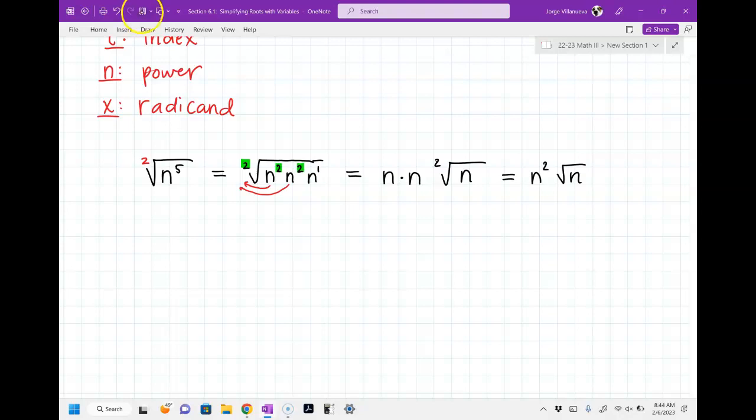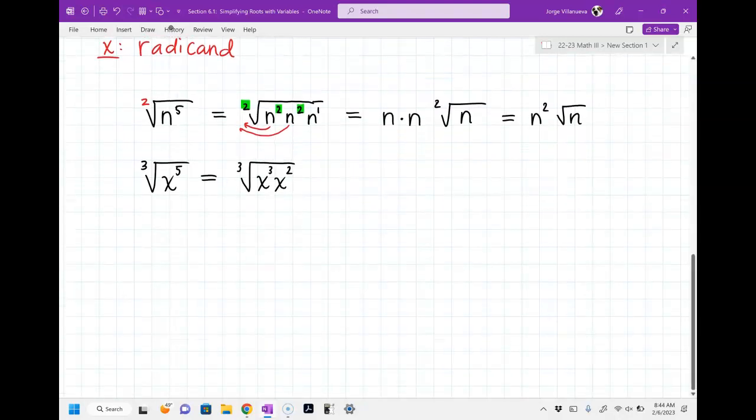So if I were to write cubed root of x to the 5th, then I got to break it down into powers of 3. So cubed root, x to the 5th is x to the 3rd, x squared. 3 plus 2 is 5, right? So the powers match, 5 and 5. But since my index matches this power right here, I can take out that x. So this becomes x cubed root of x squared.